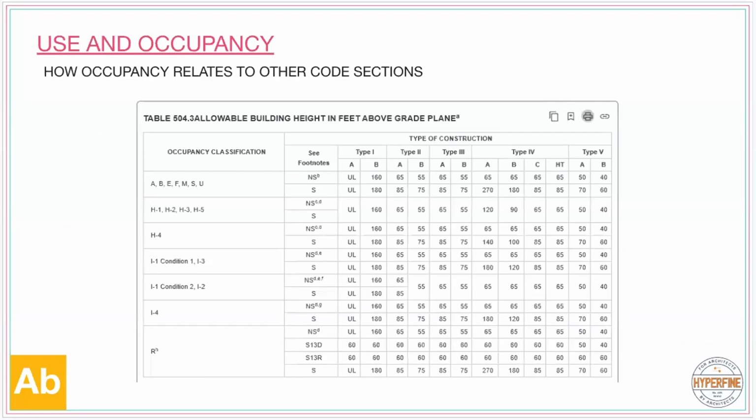So like I said, use and occupancy is going to relate to other code sections, very specifically to how much you're allowed to build. So here is table 504.3 that shows the allowable building height in feet. And you can see, if you look in the occupancy classification over on the column on the left, a lot of them are grouped together. They're grouped together based on general safety of that general use of these spaces.